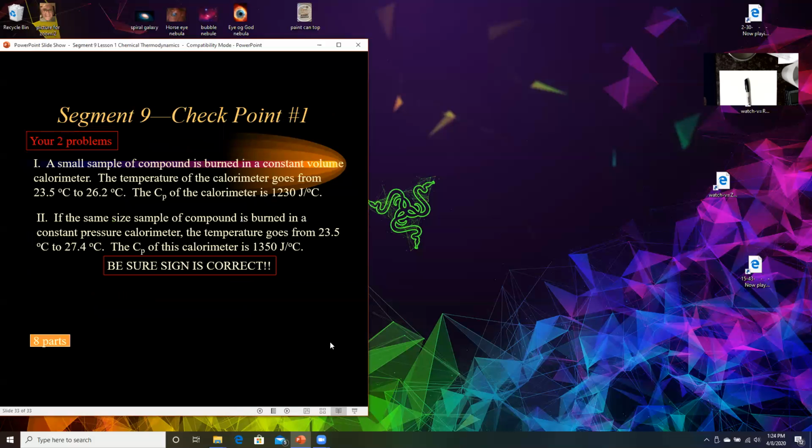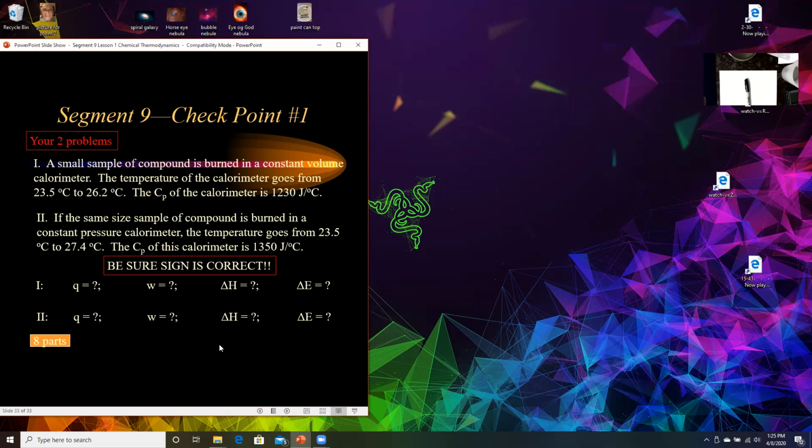Now, here's your checkpoint on this lesson. And I do want you to work these checkpoints out. I wish you would use the discussion drop box to talk to each other, but if you don't, that's okay. If you have questions, you can ask me, but be sure you do it and be sure the sign is correct.